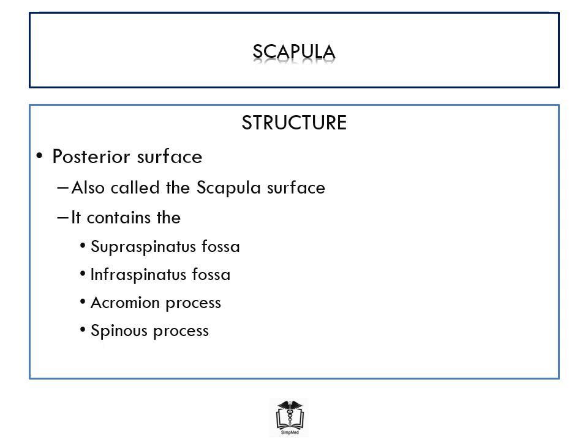For the posterior surface of the scapula, remember it's also called the vertebral or the scapular surface. This surface tends to contain two of the processes and the fossas that we mentioned initially. So in the posterior surface, we have two fossas, supraspinous fossa and infraspinous fossa. And then we have two processes found in the posterior surface. We have the acromion process and the spinous process.